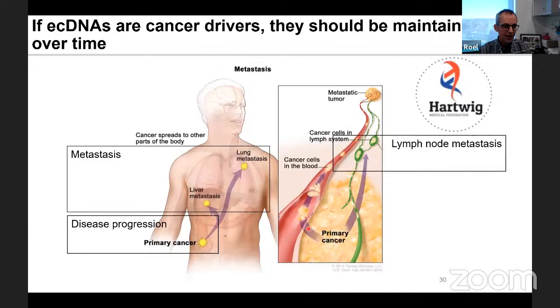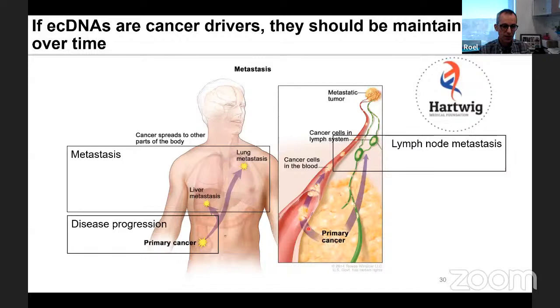Now, if ecDNAs are cancer drivers, which is strongly suggested by our work and the work of others, it would make sense if they were maintained over time. If you could detect ecDNA at an early time point, it should then be maintained at a later time point. The Hartwig Medical Foundation is a foundation in the Netherlands that is performing whole genome sequencing of advanced cancers.